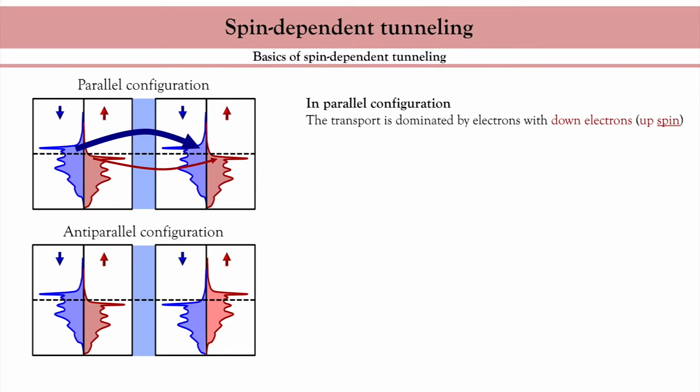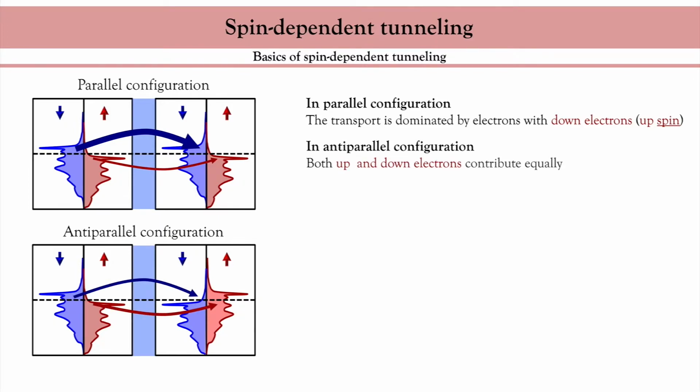Now, in the case where the magnetizations are anti-parallel, the density of states on the right ferromagnet are exchanged. Now, the up electrons possess the largest density of states. So as a result, the tunnel current is equally distributed between the up and down electrons.